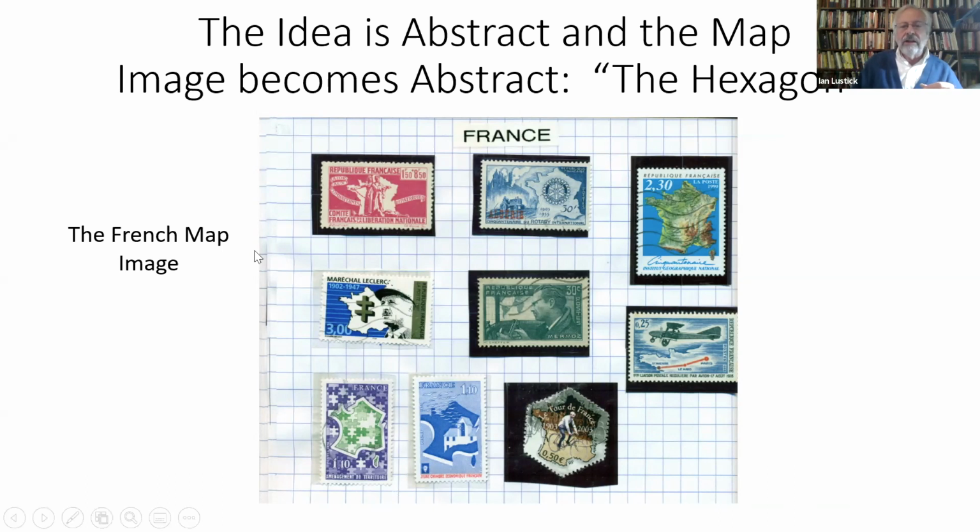What we see in France is a development of the idea of the French hexagon into the abstractness that corresponds to the idea of nationalism. Here you have a series of French stamps going back to the World War II period, in which what's called the French hexagon is depicted.